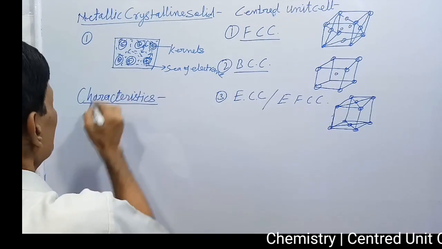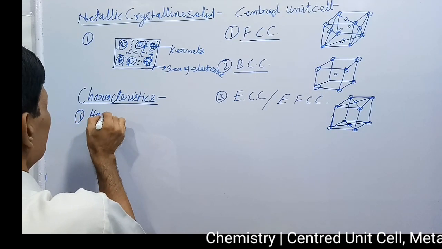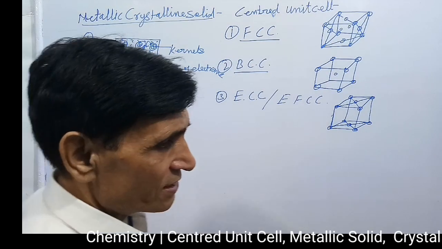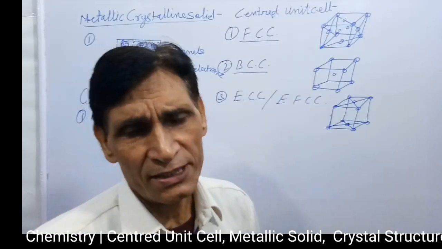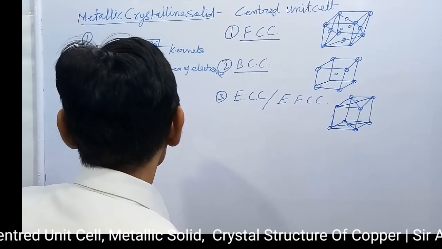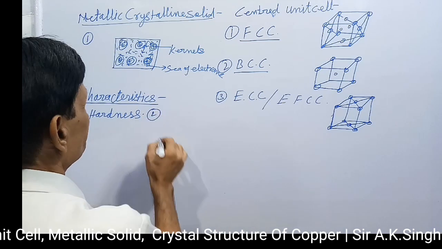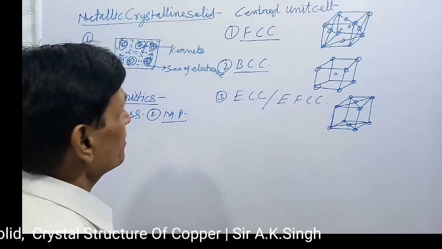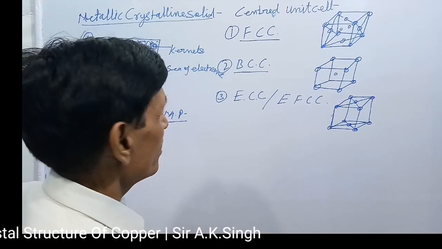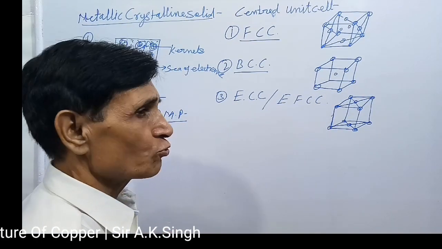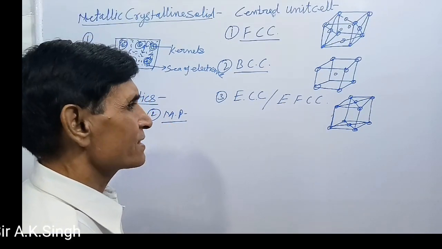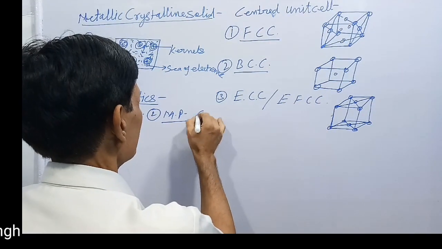Characteristics of these metallic solids. First, hardness. Metallic crystalline solids are very hard due to strong metallic bond, but some are soft also. Number 2, melting point. Metals have high melting point because of a strong metallic bond. It requires a large amount of heat energy to change into liquid form. Then high melting point, but there are some metals that have low melting point.